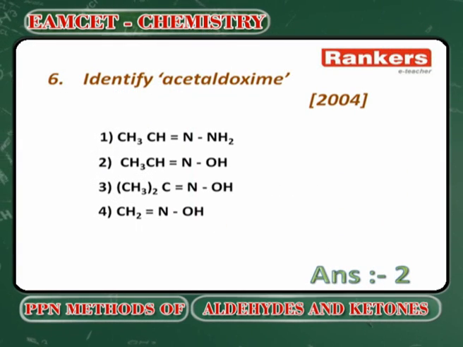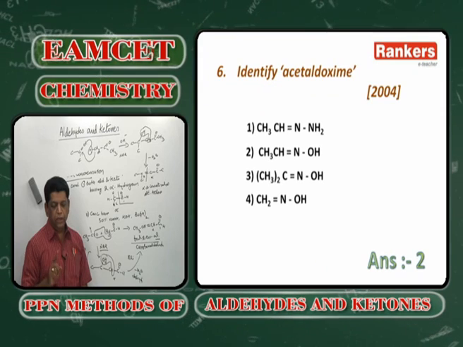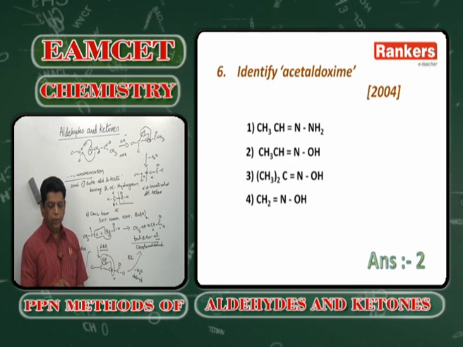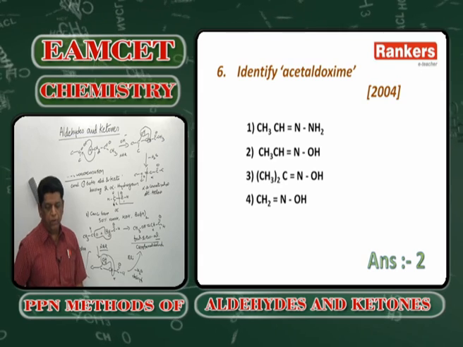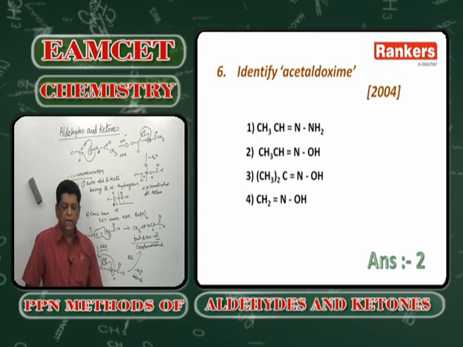Identify acetaldoxime: acetaldehyde plus hydroxylamine. The reagent is NH2OH. If you add acetaldehyde and NH2OH, you will get it. The answer 2 is CH3CH, O should be there, that is N and OH, the oxime. Two hydrogens are removed from hydroxylamine. So the second answer is the right answer. Next.